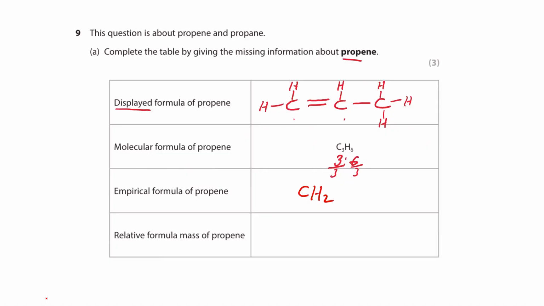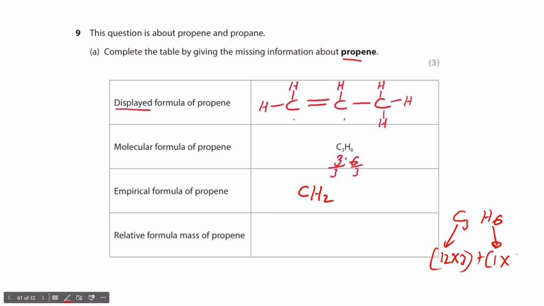Relative formula mass of propene, molar mass of propene. So it is C3H6, no? Carbon is 12, and there are 3 carbon atoms, so 12 times 3 is 36. Plus hydrogen is 1, and there are 6 of them, so 1 times 6. So we have 36 plus 6, it is 42. So that's the relative formula mass of propene.